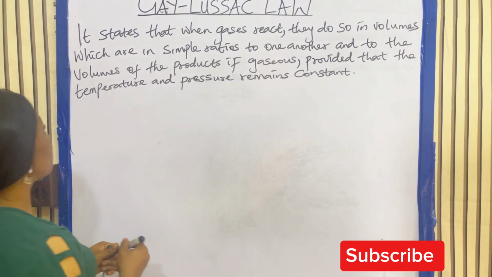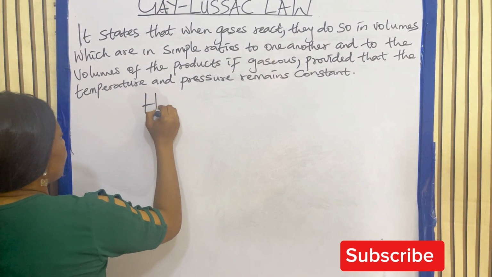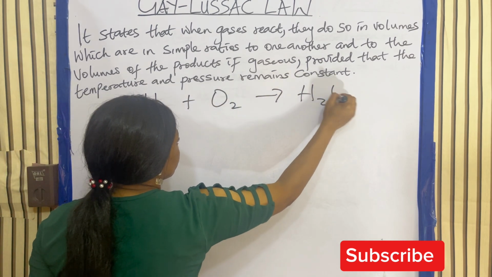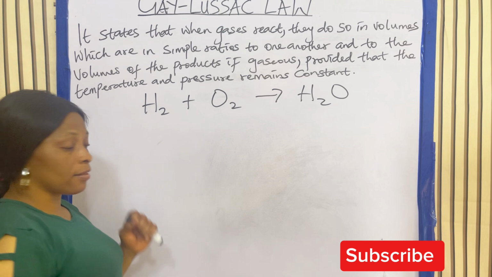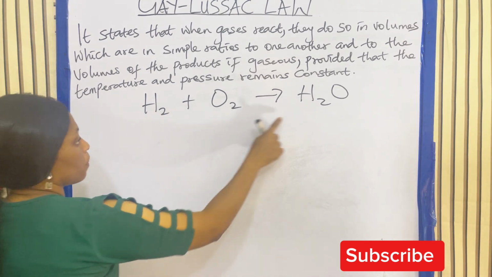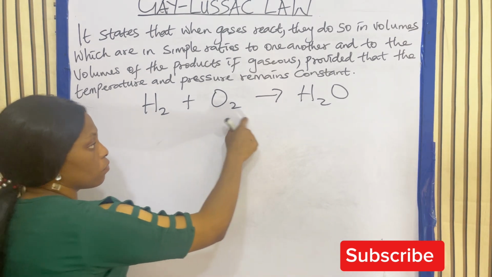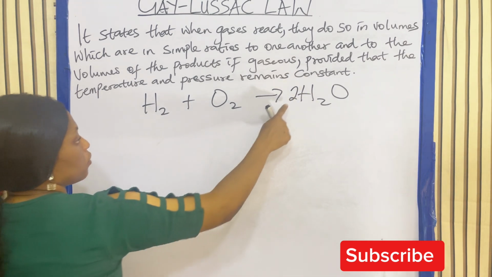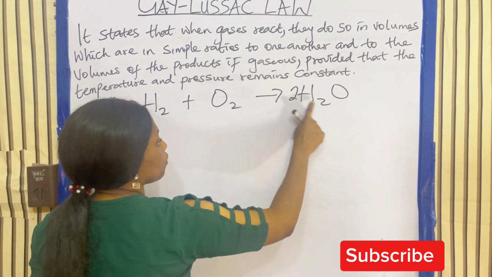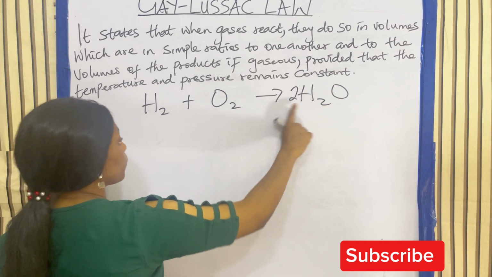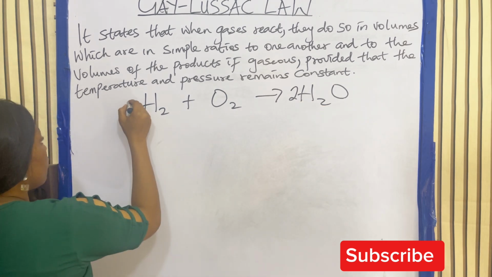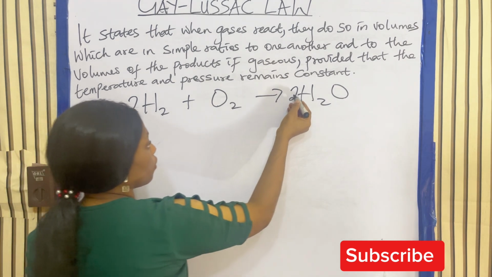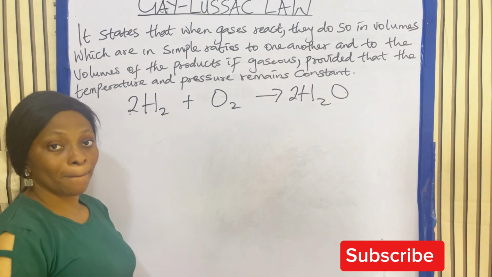So let's look at this reaction. Hydrogen plus oxygen will give us water. Now let's balance the equation. This is 2, this is 2, oxygen is 2, oxygen is 1 here. So if we add 2 here, what will it be? This will be 2, and then this will be 2 times 2, 4. So you have 2 here, 2 times 2, 4, 2 times 2, 4. Oxygen is 2 here, oxygen is also 2, balanced.